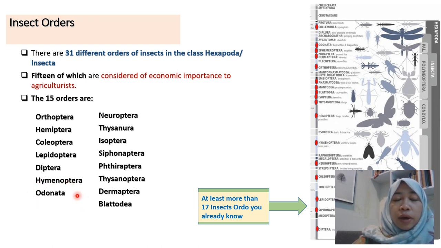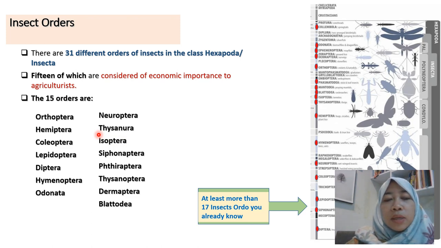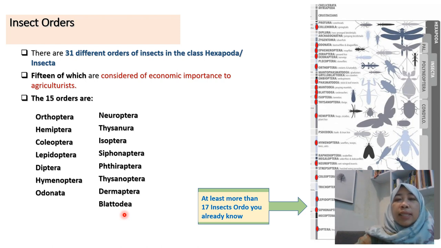Odonata, we can find in dragonfly. Neuroptera we can find in the species of ant lion, undur. Thysanura is silverfish, kutubuku. Isoptera we can find in the species of termite. Siphonaptera, fleas, kutu kucing. Phthiraptera we can find in human lice, kutu rambut. Thysanoptera thrips, Dermaptera in Indonesia we call it cocopet. Blattodea is cockroach, and so many insects around us.